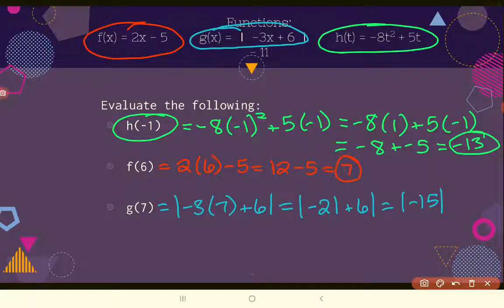Well, what do those bars do? They make things positive. So if I ended up with the absolute value of -15, what I actually have is just the number 15. You have to remember to make that positive at the end. Otherwise, it is wrong. Okay?